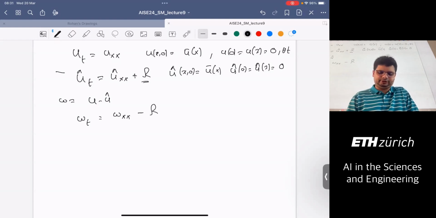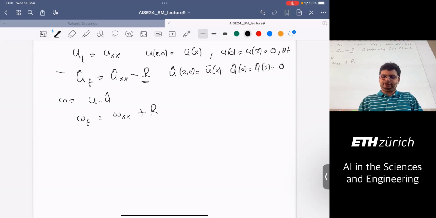So let's see if I can erase it. Just because I like a plus here. Okay, it doesn't really matter, right? So now we have this equation, and from this we have to infer that if the R is small, the difference W is going to be small, right? How do you do that?